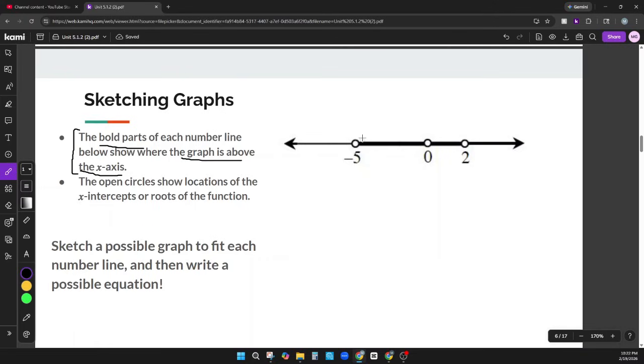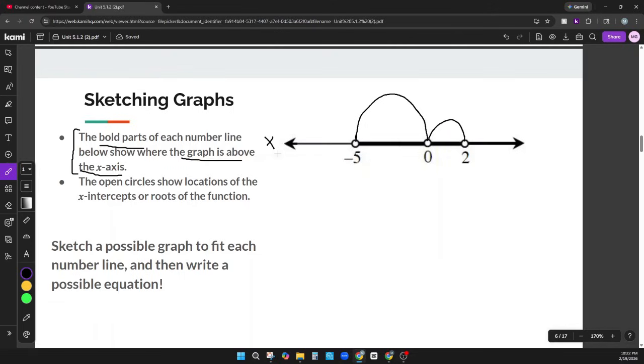Okay, from -5 to 0 is one area where my line is above my x-axis. So I'm going to go ahead and just draw a line connecting -5 and 0. That is going to be above my x-axis. We'll call this my x-axis for lack of a better line right now. And then from 0 to 2 is also an area where my line is above the x-axis.